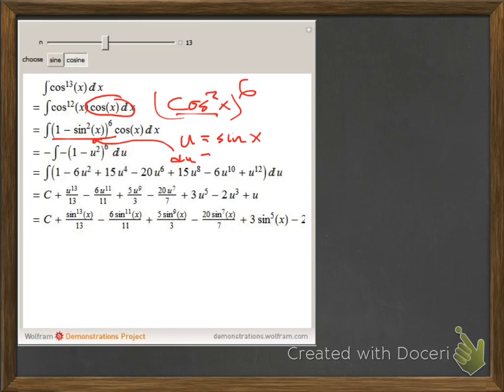The sine function now is our u, so if u equals sine of x, then we get du, of course, equal to cosine of x dx. So I take this cosine here, and dx on here is replaceable, in fact, with du.